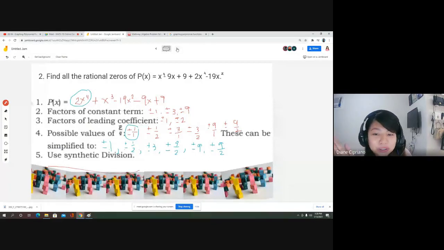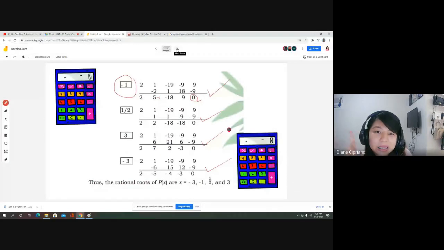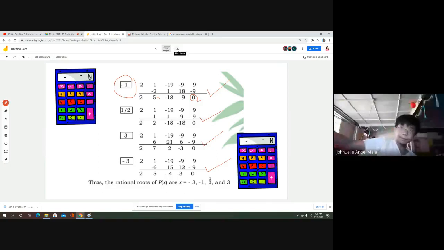When you do synthetic division and the last term is 0, it means it is a root of that equation. Ma'am, what if it is not 0? Of course, if it is not 0, it is not a root. You will try other zeros. Do you remember synthetic division and the rational root theorem, and the factor theorem we discussed last grading? Yes or no? Yes. Good.